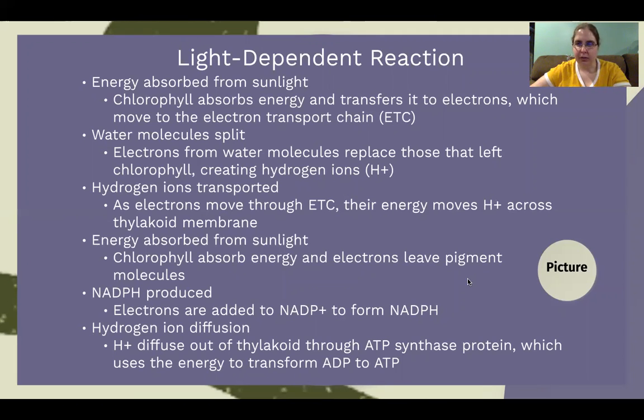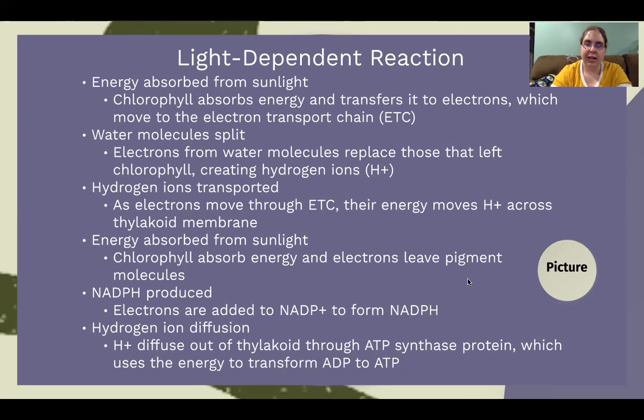The water molecules are going to be present at this point, and they're going to split. We're going to break them up. The electrons from the water molecules replace those that left the chlorophyll. So the electrons in the chlorophyll that got energized by the sunlight and left to go through the ETC, the electron transport chain, we need to replace those. So when we break the water molecule, we release some electrons and we put those electrons back in the chlorophyll.